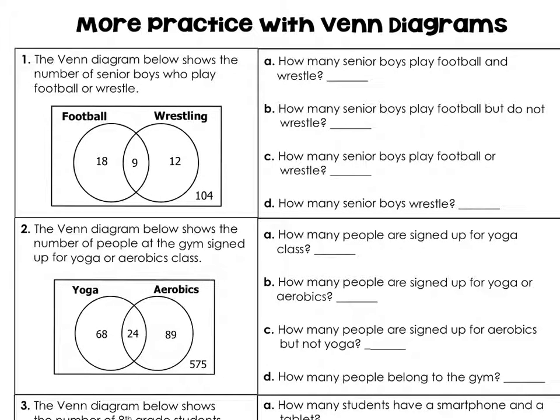Okay, so let's just interpret some data off of a Venn diagram. Number 1 says the Venn diagram below shows the number of senior boys who play football or wrestling. So we need to first recognize that this entire circle here is the football players. And this entire circle here represents the senior boys who are on the wrestling team.